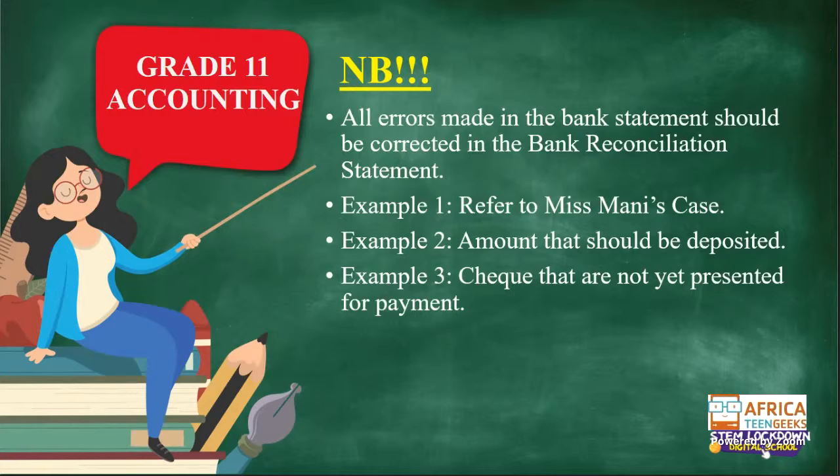Then that check, if you haven't yet presented it to the bank to get your money, will be recorded under outstanding checks. These are checks that are not yet presented for payment. They are reflected on the debit side of the bank reconciliation statement.